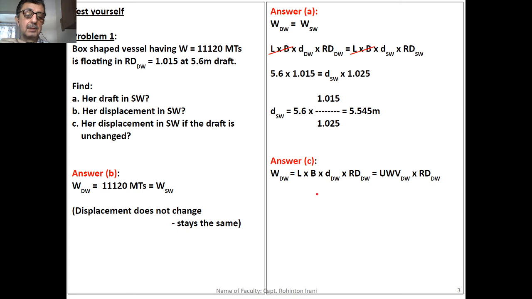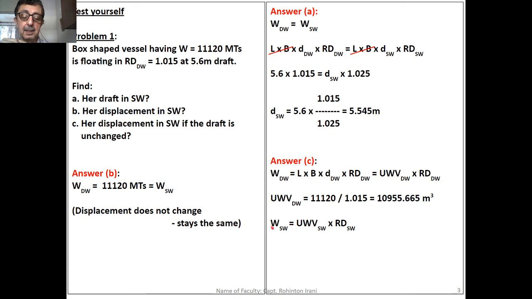Displacement in dock water is equal to length into breadth into draft in dock water into relative density in dock water. And this part, length into breadth into draft in dock water equals the underwater volume in dock water multiplied by the relative density of dock water. So underwater volume of dock water equals displacement, that is 11,120, divided by relative density of dock water, giving us a value of 10,955.665 cubic meters.